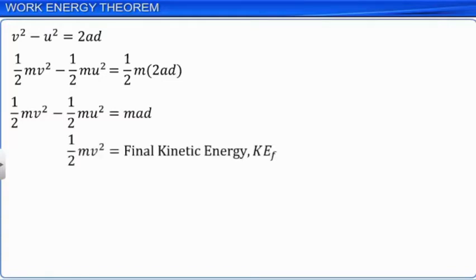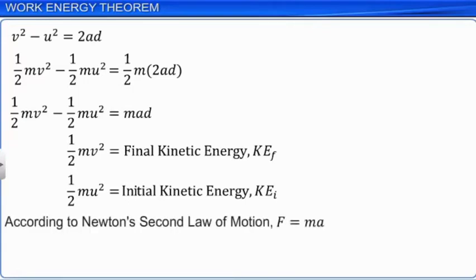On the left side of the equation, half mv square is the final kinetic energy of the body, and half mu square is the initial kinetic energy. On the right side of the equation, we have the product of m, a, and d. According to Newton's second law of motion, ma is the force on the body.